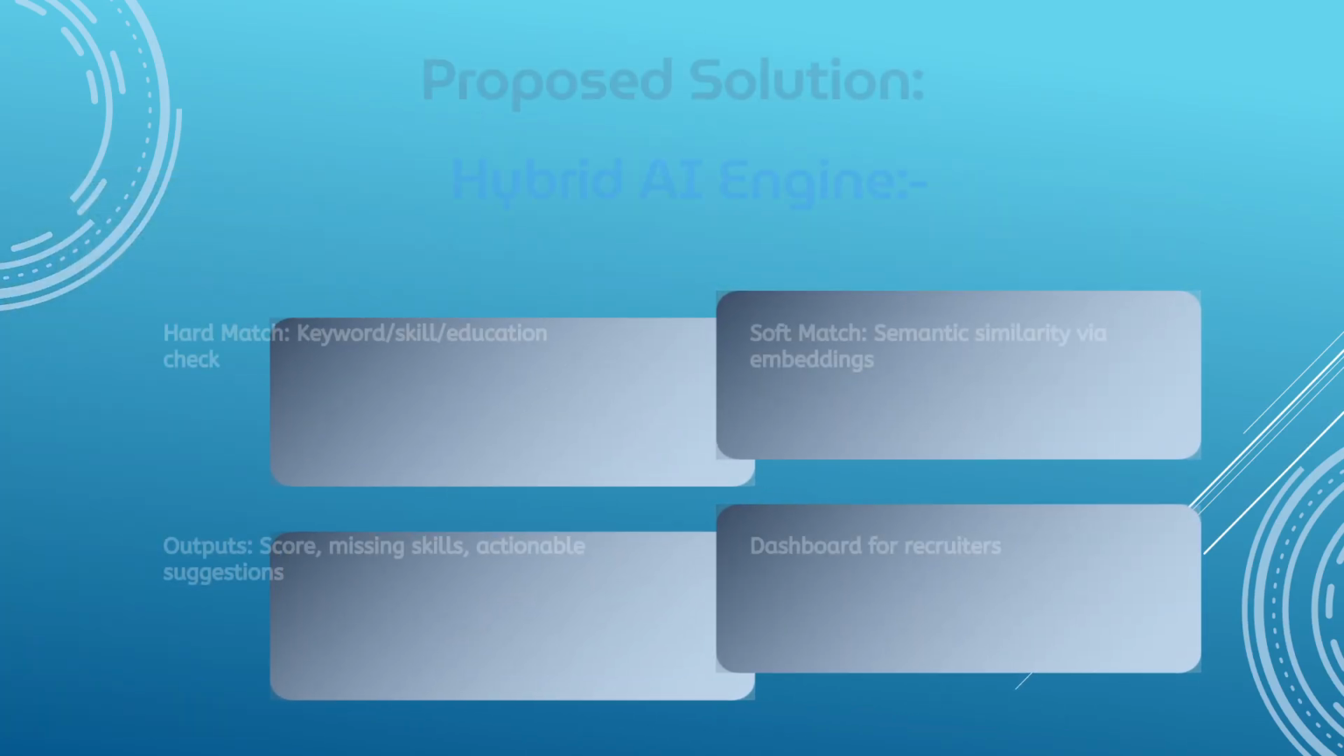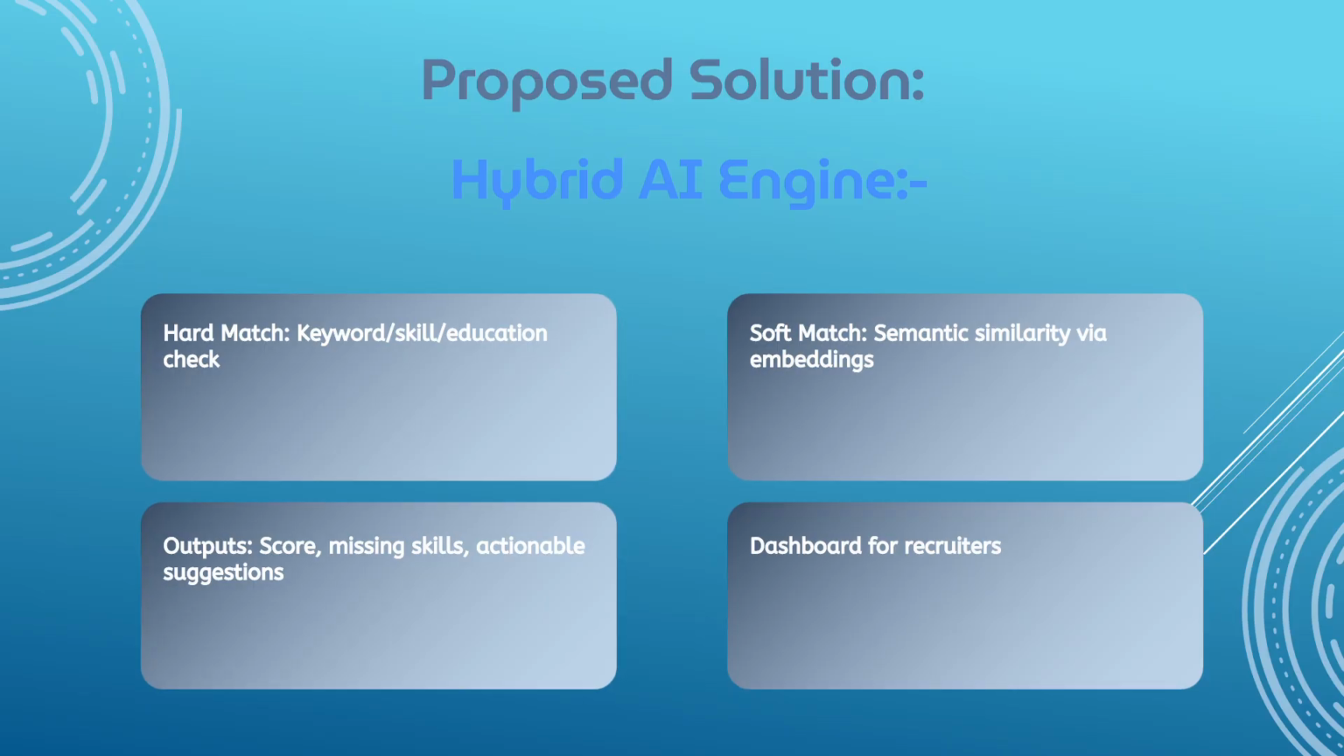Moving on. This is the proposed solution, a hybrid AI engine. We have thought about two ways to evaluate. First is the hard match, which in easy terms means we check the job description. For example, the job description says you need Python, machine learning, and deep learning. We check the resume, and if it has those skills, we allot marks. If it does not have them, we do not allot the marks.